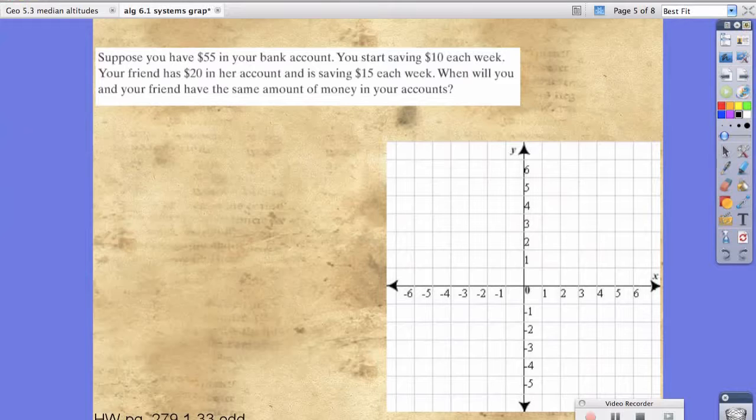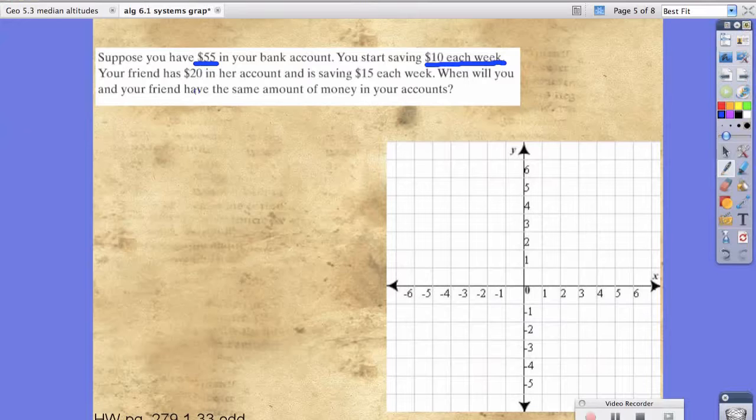I'm going to try one more problem. It says, suppose you have $55 in your bank account. So what might make doing problems like this easier is for us to underline the important words. And usually, because this is a math class, we want to look at the numbers. So $55 in your bank account. You start saving $10 each week. And usually when they mention each week or each something, it's usually our rate. Usually the number that's attached to the variable.